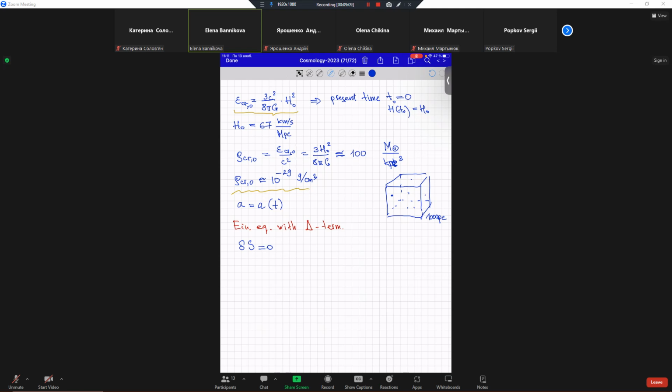I will tell just a few words about this to show what the problem is, and it is also important not only to speak about this magic lambda term, but also about some alternative gravitational theories. So the idea is the following.